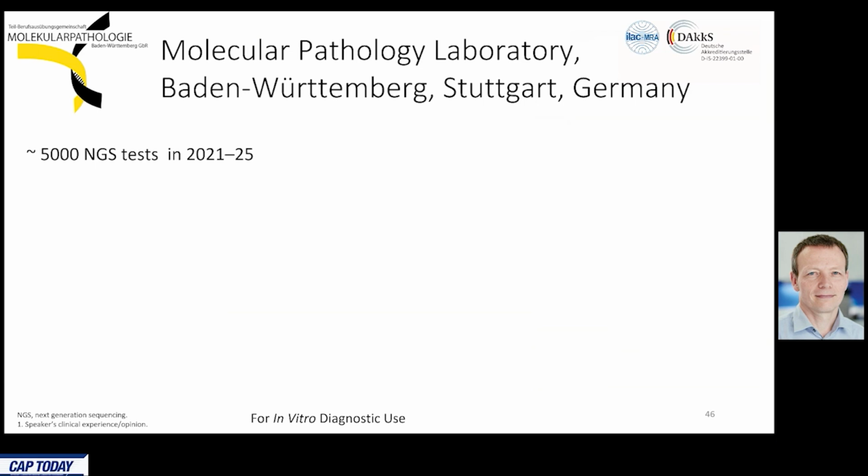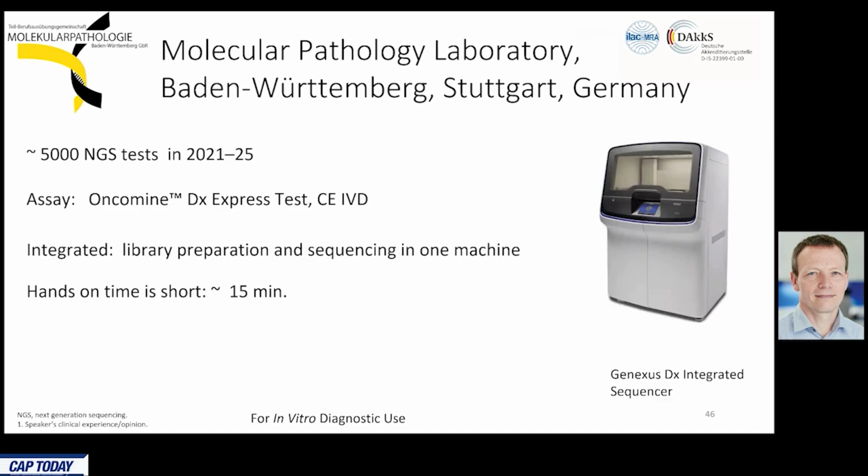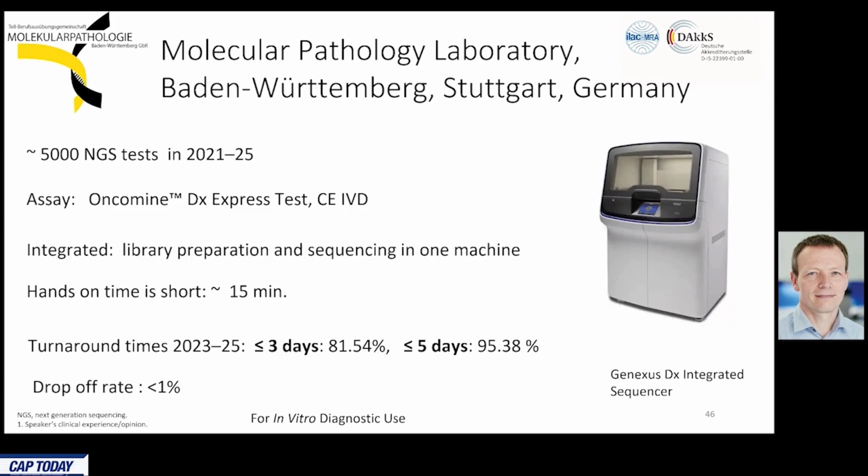We performed about 5,000 NGS tests in the last 4 years, mainly using these Oncomine DX tests with the Genexus integrated sequencer. And integration is a big advantage, as we heard, because that's why we have a very short hands-on time, and so we were able to achieve turnaround times of 3 days in 80% and below 5 days in 94%. And most importantly, we have a drop-off rate of below 1%.